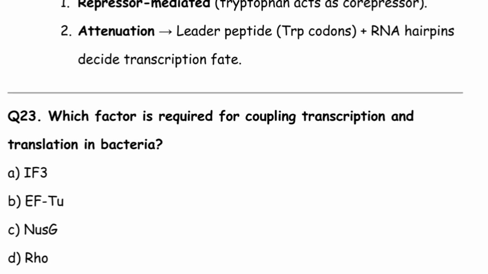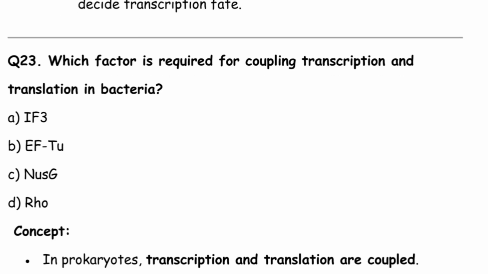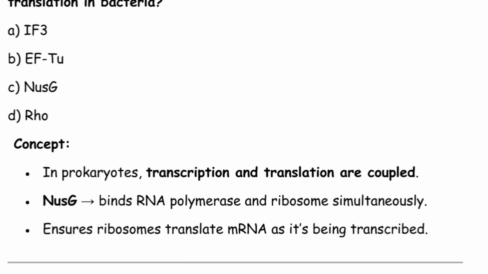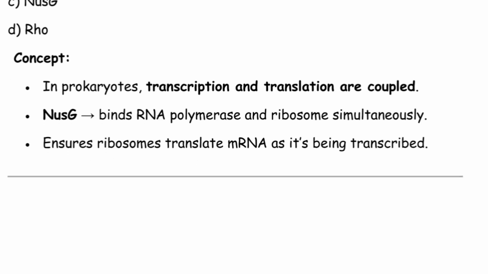Next question is, which factor is required for coupling transcription and translation in bacteria? A. IF3, B. EF-Tu, C. NusG, and D. Rho. Correct answer is C. NusG. Now what is NusG? It codes for a protein which binds to RNA polymerase and ribosome simultaneously, and it ensures ribosomes translate mRNA as it is being transcribed. So this NusG is a gene which codes for a protein that facilitates the coupled transcription and translation in bacteria.